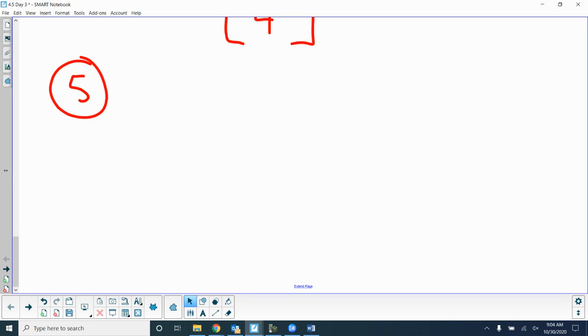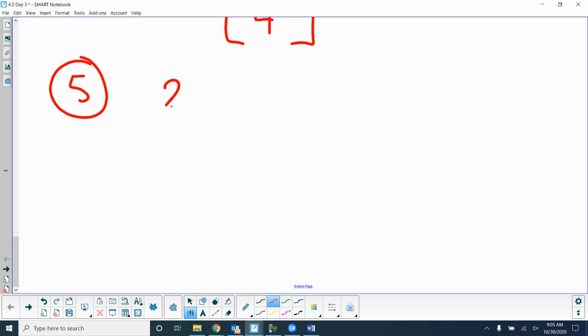So, what's the formula for perimeter? Is that just length times width? No, that's area. If you multiply length and width, that's area. For perimeter, you add up all the sides. So how many lengths are there? 2. How many widths are there? 2. Yeah, 4 sides.